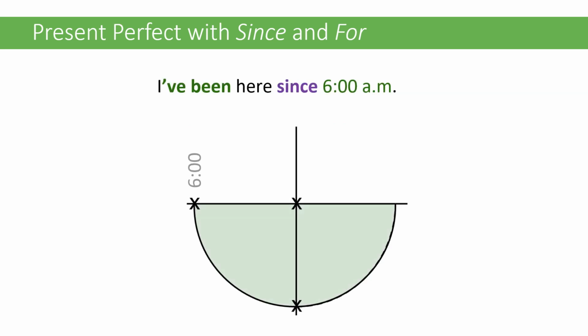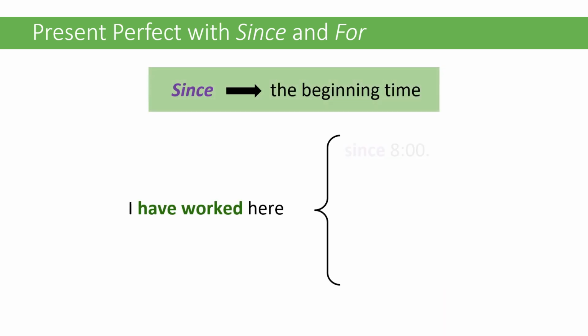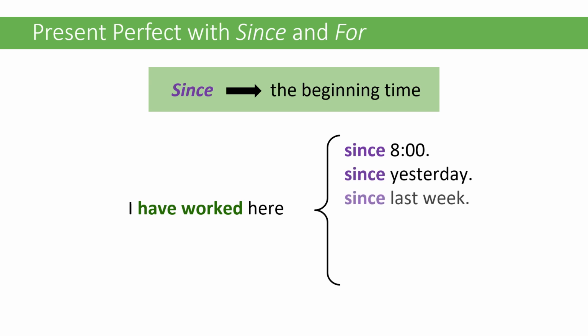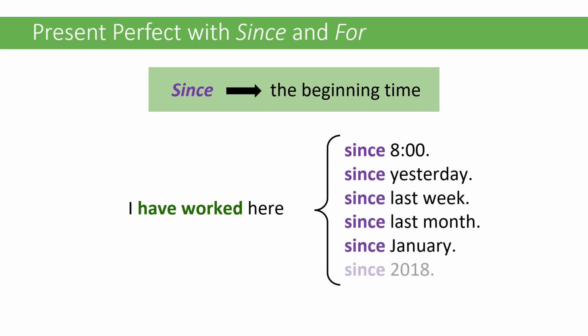We use since to show that an activity began at a specific time and continues until now. So in this case, it began specifically at 6 a.m. and has continued up until now and will finish sometime in the future. Since shows the beginning time. For example, I have worked here since 8 o'clock, or since yesterday, since last week, since last month, since January, since 2018. So it is showing us the beginning time for the action.